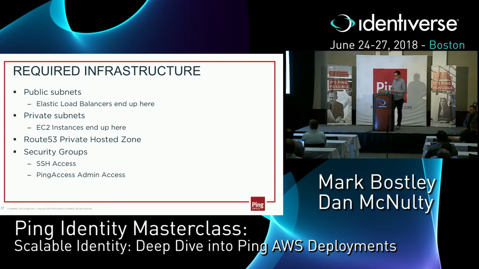Then you're going to have this Route 53 private hosted zone. This is that ping.private domain I referenced on the previous slide. And then you're going to have some security groups that really enable administrative access. Every EC2 instance provisioned will be associated with a group to provide SSH access. And then there's a group that is going to grant access based on IP to the PingAccess admin node.